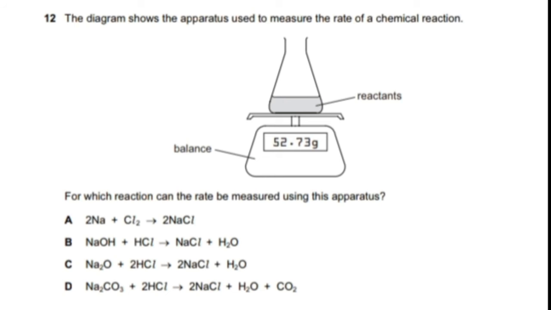Sodium carbonate, Na2CO3, reacts with HCl to form sodium chloride, carbon dioxide and water. See here, in the fourth chemical reaction, sodium carbonate reacts with HCl and carbon dioxide gas is formed. Carbon dioxide is a gas, so it will escape outside. Accordingly the mass will decrease, and we can find the rate of reaction by seeing how much the mass decreases with time. So the correct answer is D.